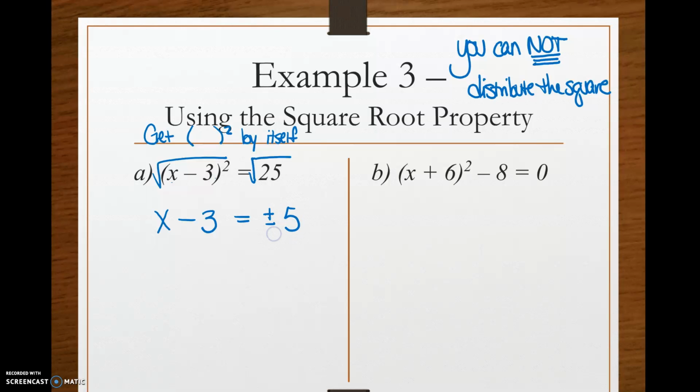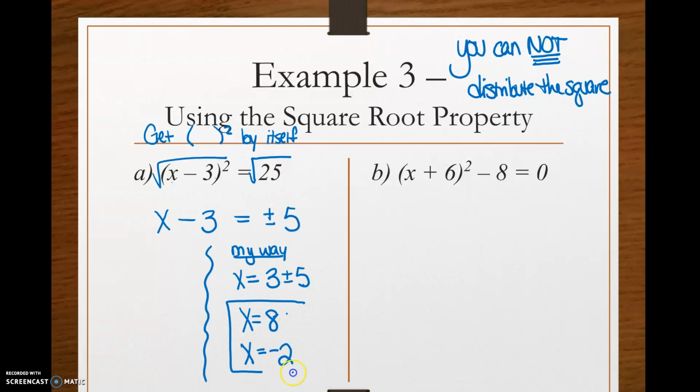Plus or minus 5. There are two ways to finish this problem. So I'm going to draw a little squiggly thing. This is my way. I add 3 to both sides and say that my answer is positive 3 plus or minus 5. But you can't leave your answer like that. You need to do the math. So do this once using plus. 3 plus 5 is 8. 3 minus 5 is negative 2. There's my 2 solutions.